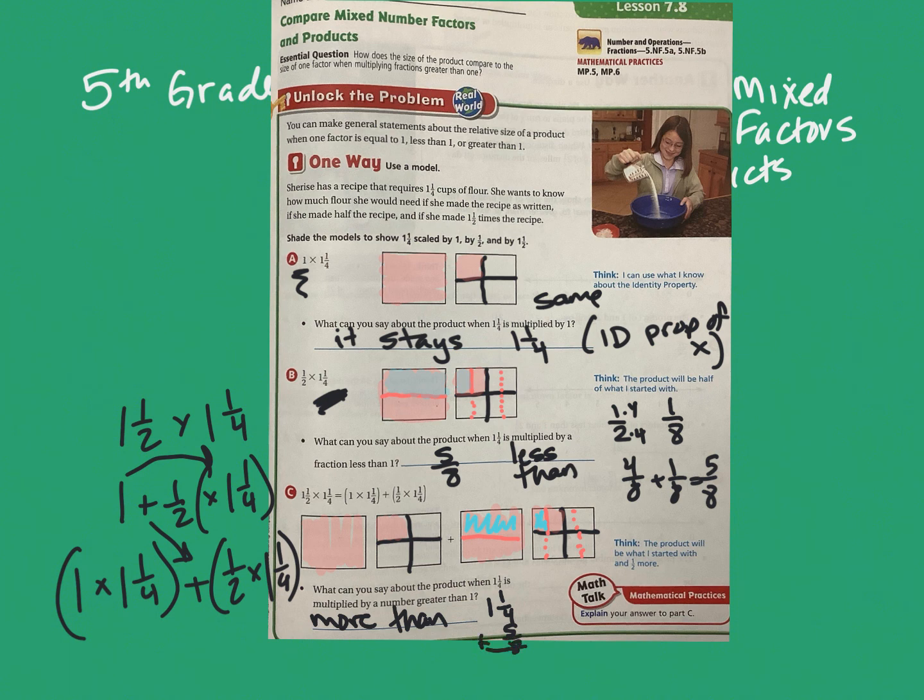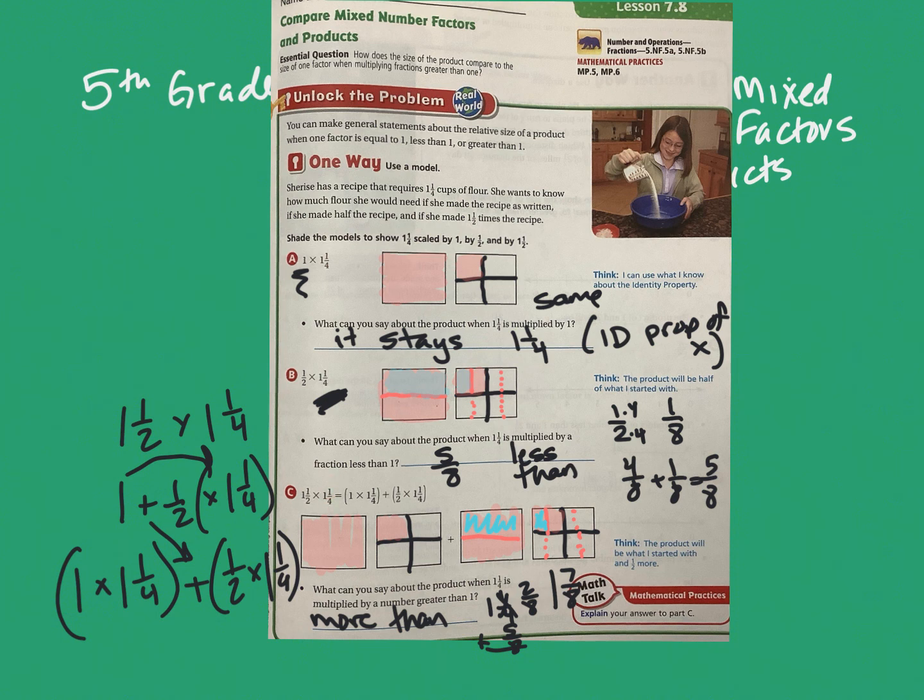I can do this as 2/8, an equivalent fraction. That's going to give me 2 plus 5, 7/8. 1 7/8 is how much I end up with, which is nearly 2. It is more than that original factor, 1 1/4.